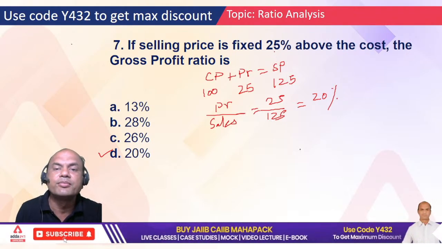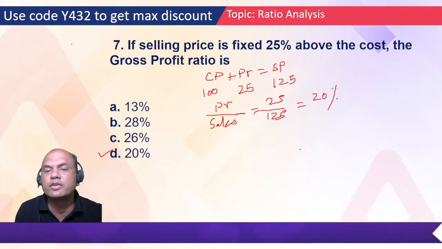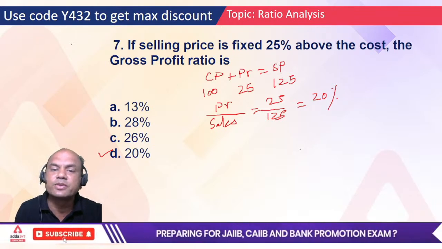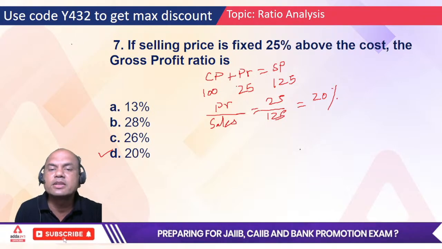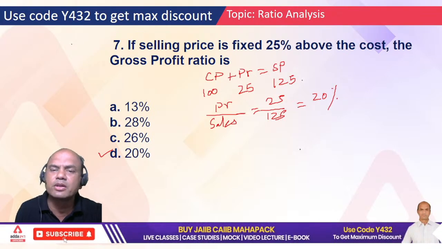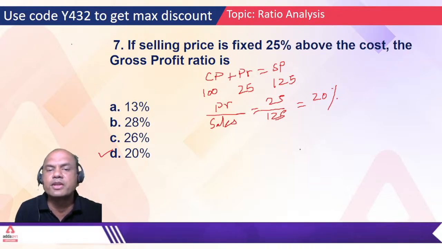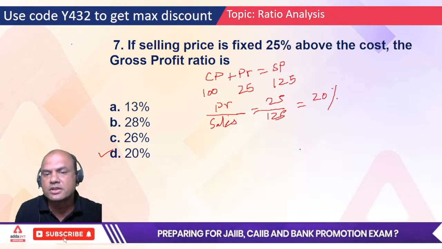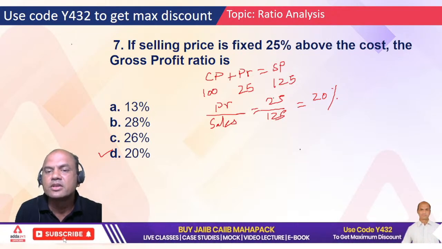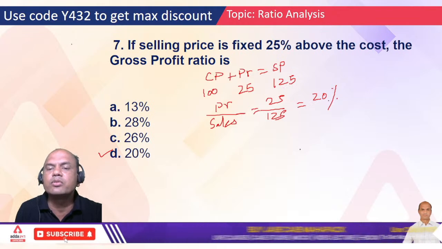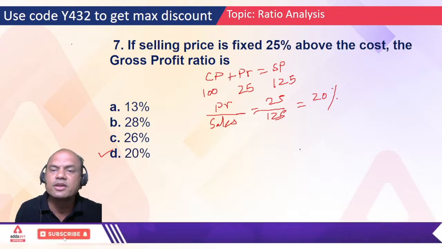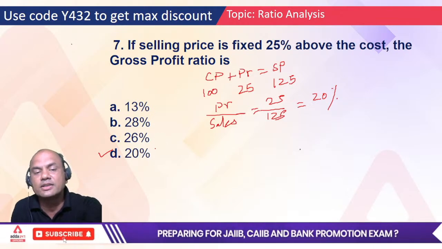So what is given? Selling price is 25% above the cost price. So selling price is 125, cost price is fixed at 100, and profit is 25. Keep it simple always. Now what am I to find? Gross profit ratio, which is profit upon sales. Profit is 25, sales is 125. So 25 upon 125 into 100, of course. So it is 20%. That is the answer.